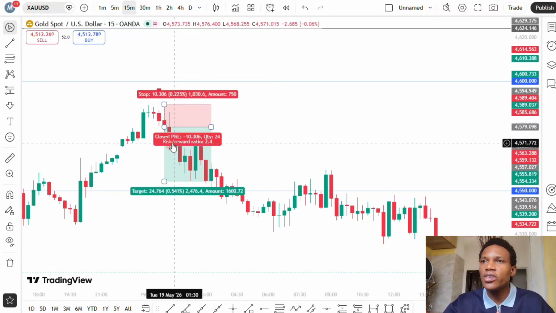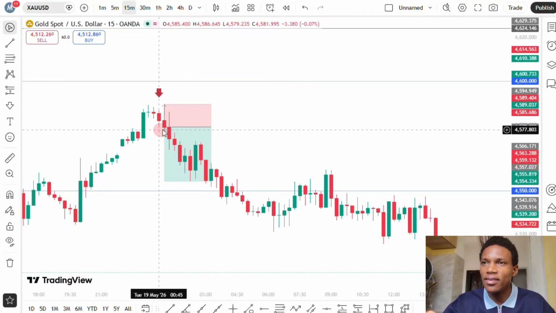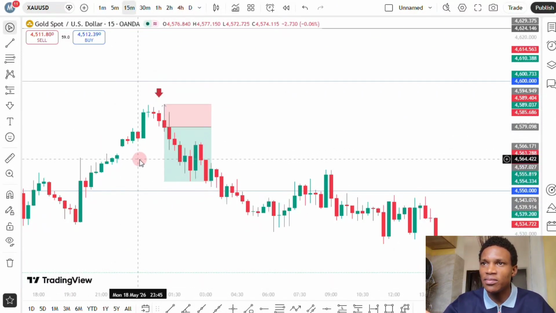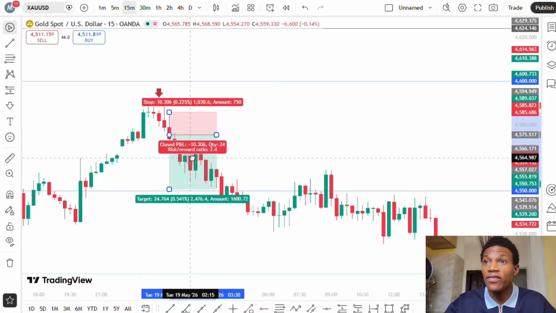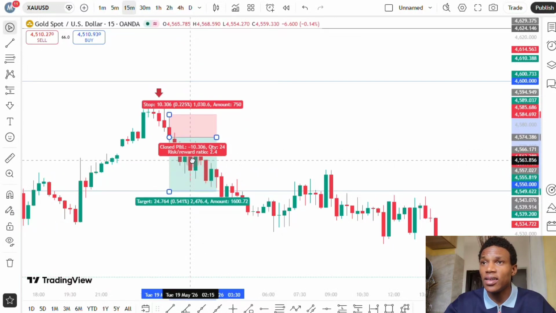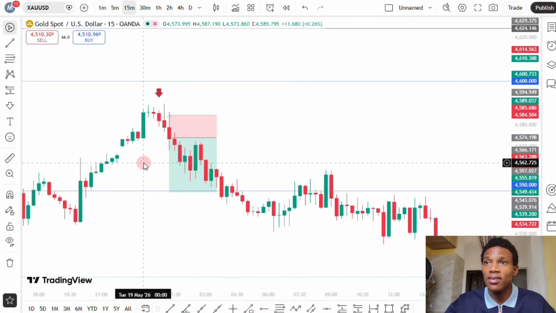So instead of entering right over here, immediately at the closure of the candle, the market spiked down. That was the moment I clicked sell on my MT5. So I entered the trade around here.